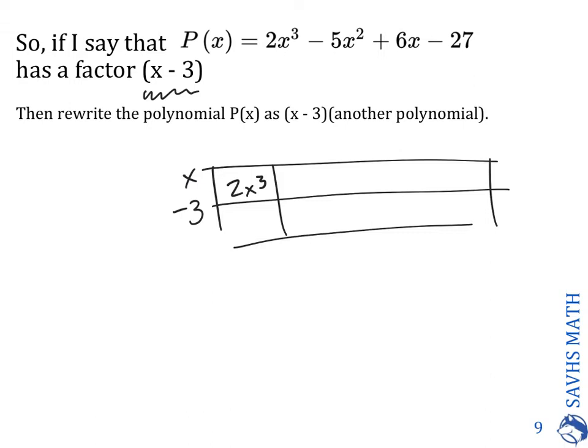So then let's do the division. We're going to have a 2x squared here. That's going to put a negative 6x squared here. I don't want a negative 6x, I want a negative 6x squared. I want a negative 5x squared, so I have to add an x squared here.